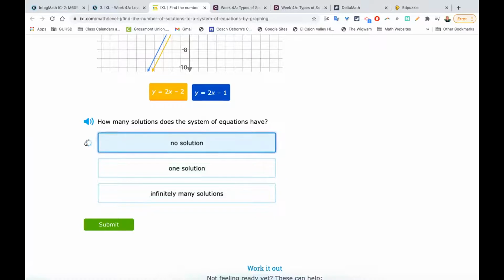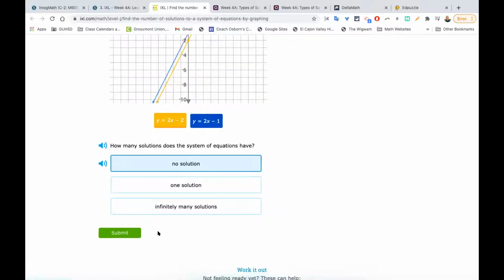Also, you can click on this and it'll read it out to you. It'll tell you, many solutions. It'll read out all of those in case you need to hear what they sound like, for you guys that are working on your English.